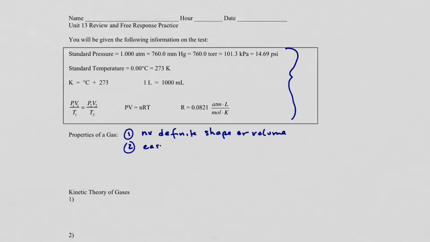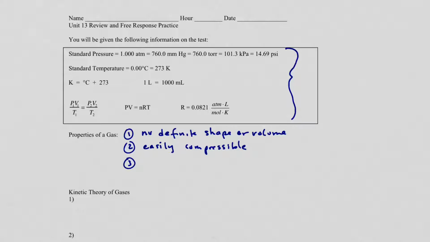Secondly, gases are easily compressible. This is, of course, because the particles in a gas are so far apart from one another that if you put a little pressure on that volume of gas, it will force those particles closer together. And so they're easily compressible because the particles are so far apart to begin with.